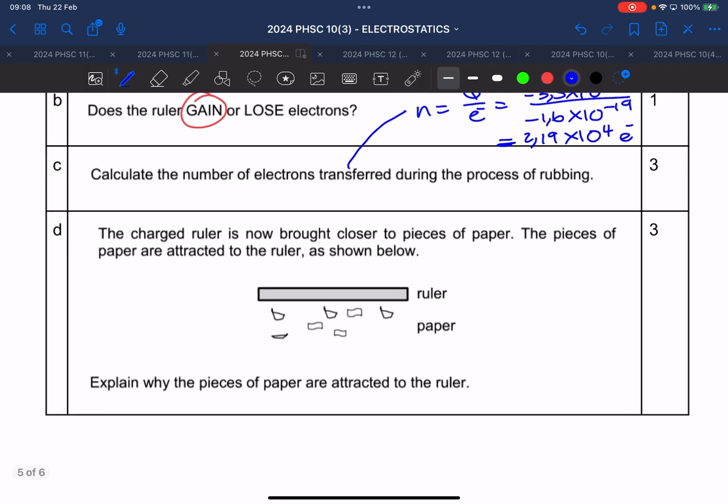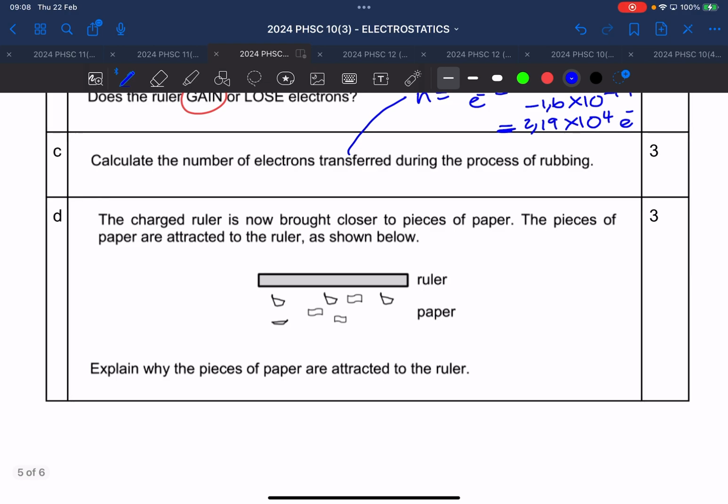Okay. Now they ask, the charged ruler is now brought closer to a piece of paper. The pieces of paper are attracted to the ruler as shown below. Explain why the pieces of paper are attracted to the ruler. Counts 3 marks. Those are those 3 bullet points that we have discussed on the previous paper. Okay, so the ruler is negative. And then the pieces of paper, when they are brought closer, are going to become polarized because negative and negative repel. So the electrons are repelled. There's a positive strip and then it's attracted to the negative.